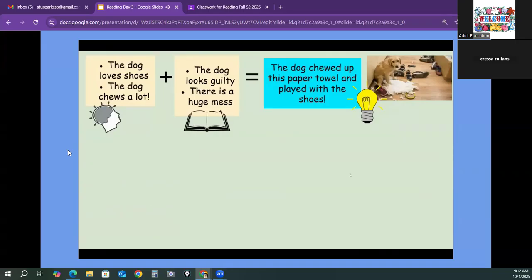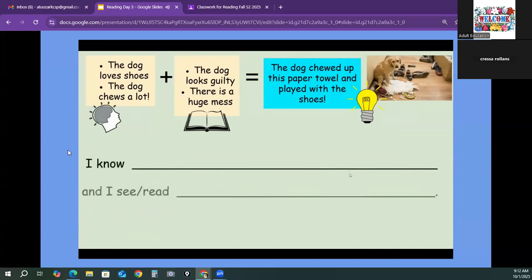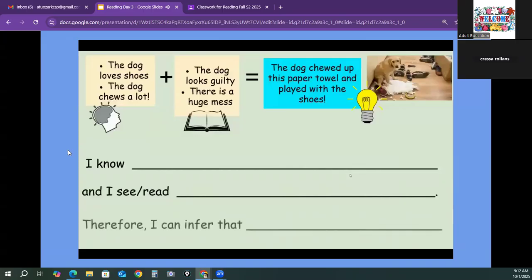Here's another way we can say or write an inference. I know blank, and I see and I read blank. Therefore, I can infer that blank.